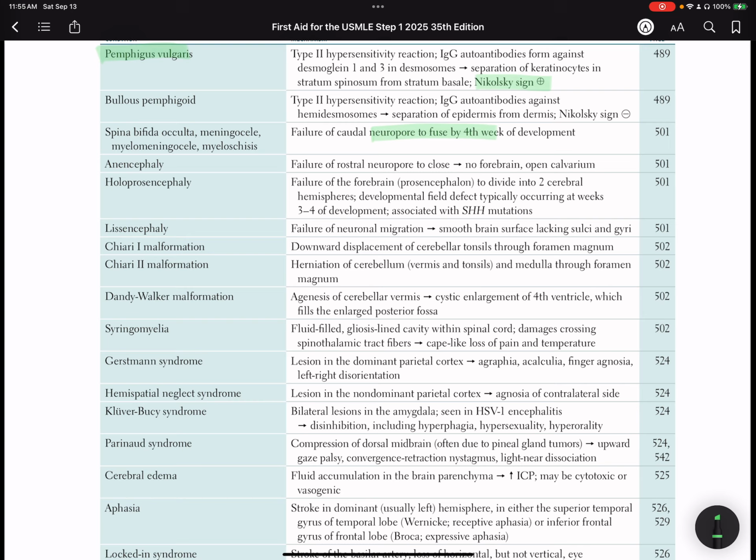What causes anencephaly? Anencephaly is caused by failure of rostral neuropore to close. As a result, there is no forebrain and there is open calvarium. What causes holoprosencephaly?